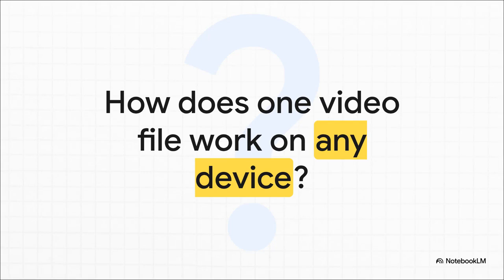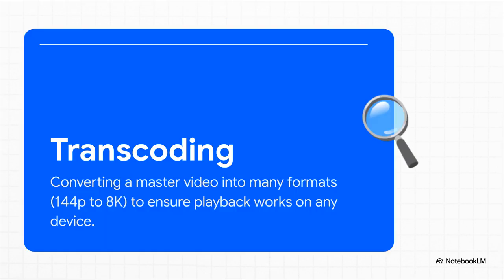And this is really the heart of the problem, right? A creator uploads this one gorgeous high-res file. But how in the world does that same video play perfectly on your phone when you've only got one bar of service and look incredible on a giant 8K smart TV with a super fast internet connection? Seriously, how do they do that? The answer is this process called transcoding.